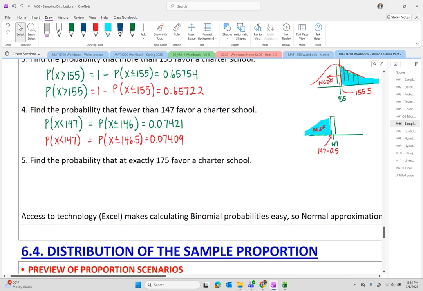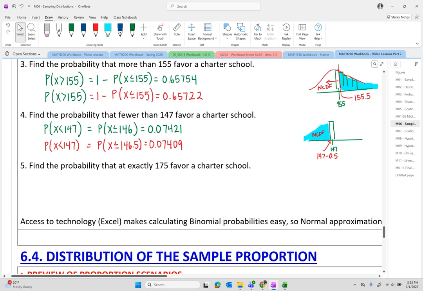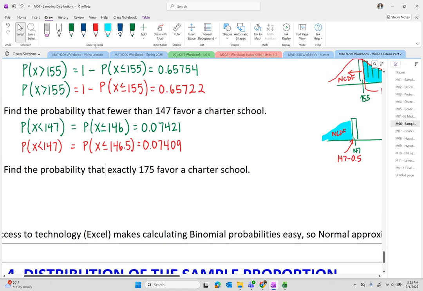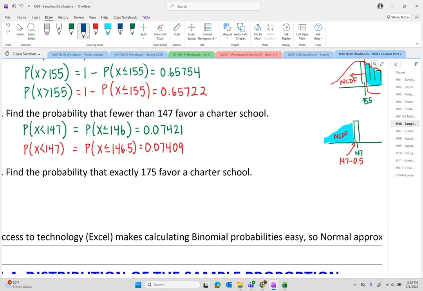Find the probability that exactly 175 will favor the charter school. Let me see if I can fix the English here. All right. Exactly 175 will favor the charter school.